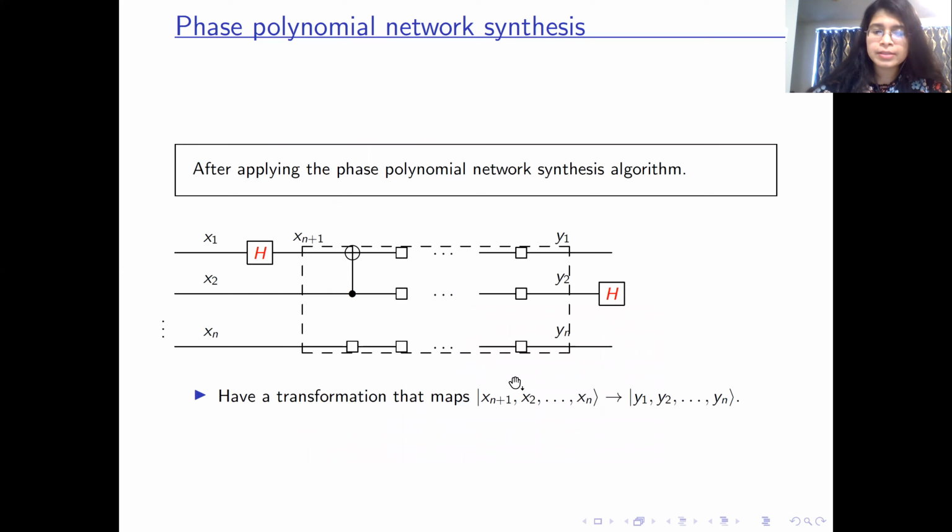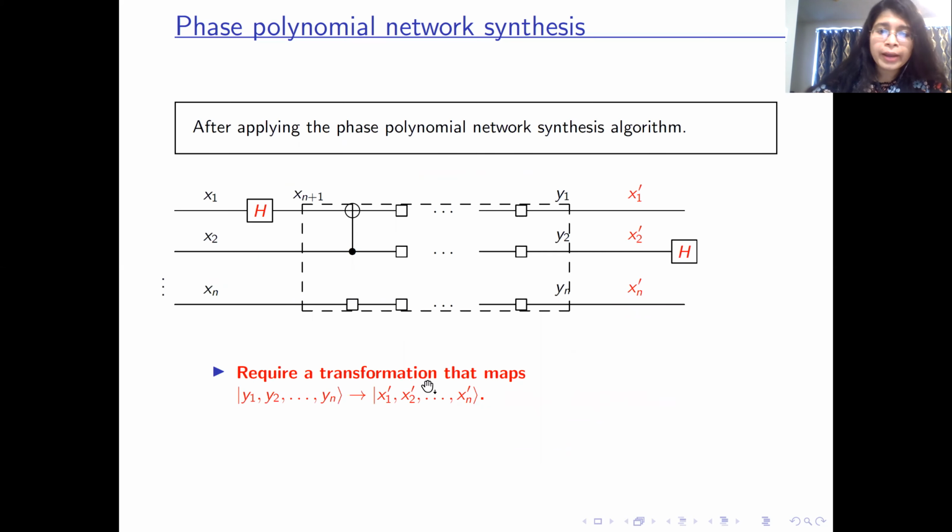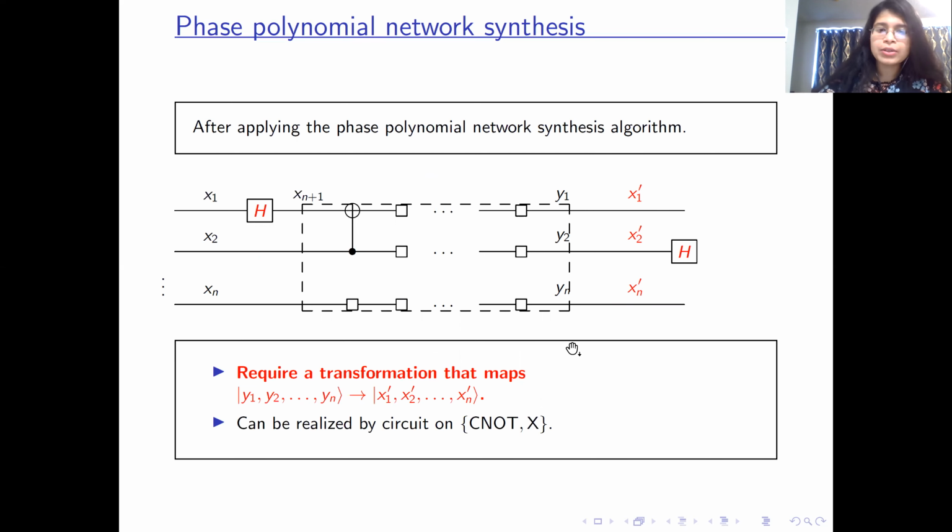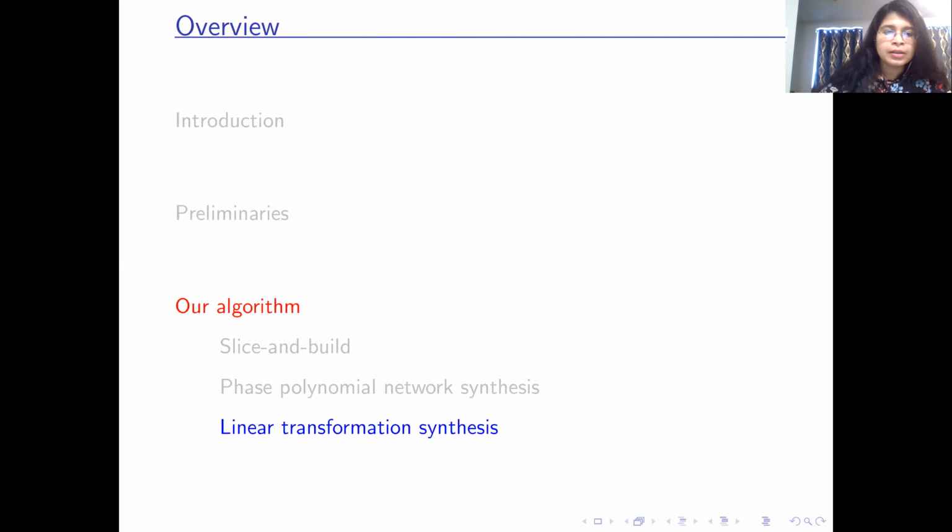Now we implement this circuit. So now the parities of these qubits change accordingly. So we have a transformation that maps these states to these states, y1 to yn. But we require a transformation that actually maps y1 to yn to x1' to xn', because these are the parities which we want. So this is a linear transformation, and this can be realized by a circuit of CNOT and X gates.